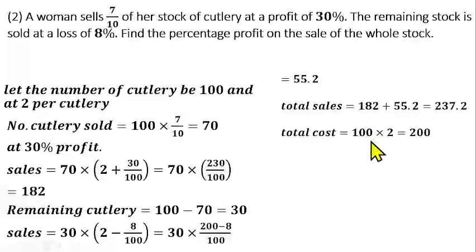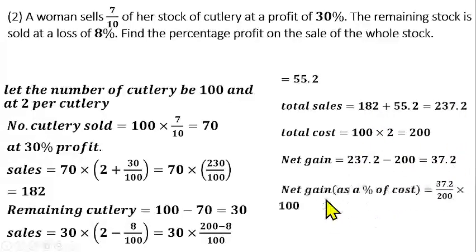Then total cost now, of course we know the total cost: if 100 cutlery were involved, as we assumed, and 2 per cutlery, the total cost will be 200. And from there, we can now know the net gain. So the net gain will be sales minus cost. That should give us 37.2. Then after knowing the gain, you can now find the net gain as a percentage of cost. That should be the gain divided by total cost multiplied by 100, and that should give us 18.6% as the percentage profit on the whole stock.